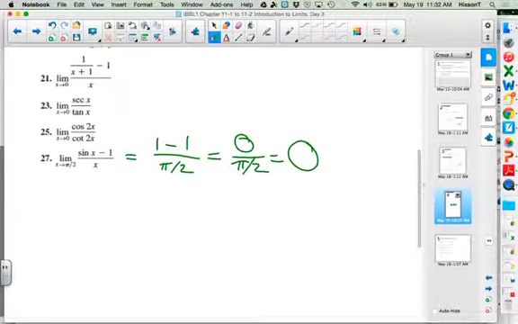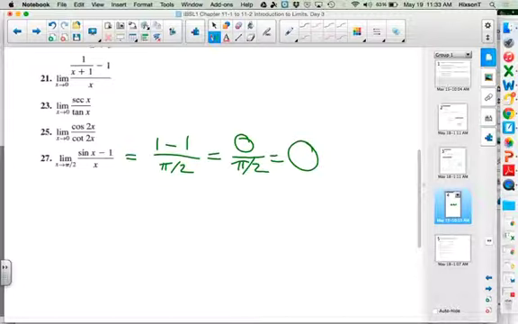Okay? So it's an indeterminate form when you get 0 over 0, or really when you get something over 0. Like here, cosine of 0 is 1, but cotangent of 0, you know, that's going to give you an indeterminate form.